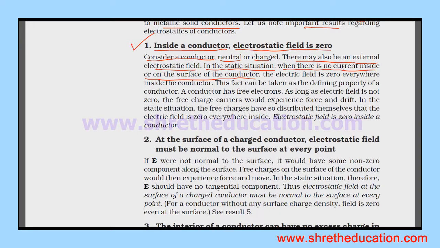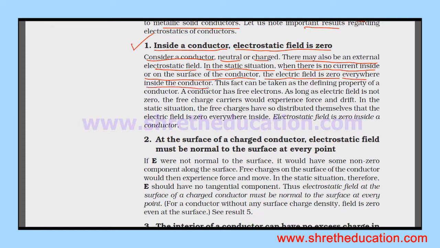Current is when charges move. In the static situation there will be no current. The electric field is zero.